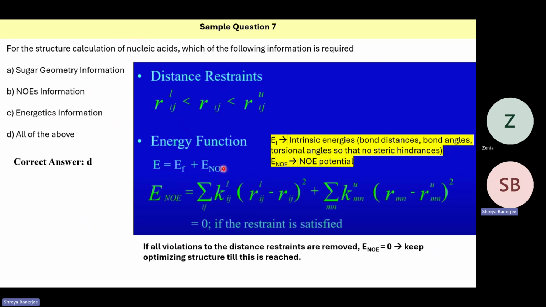And the NOE, so we know NOE intensity is directly proportional to 1 by R to the power 6. So from that we get distance constraints. And based on these distance constraints, we define the ENOE, that is the NOE information. And when all the distance constraints are fulfilled or satisfied, then this ENOE becomes 0. So for structure calculation, we need all this information. So the correct answer is option D, that is all of the above.